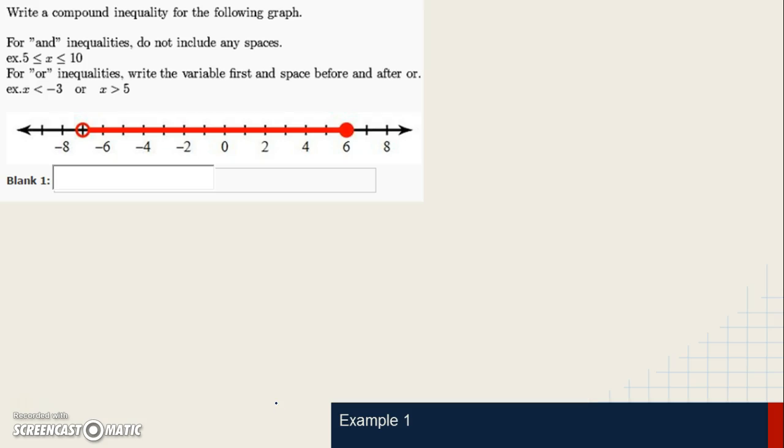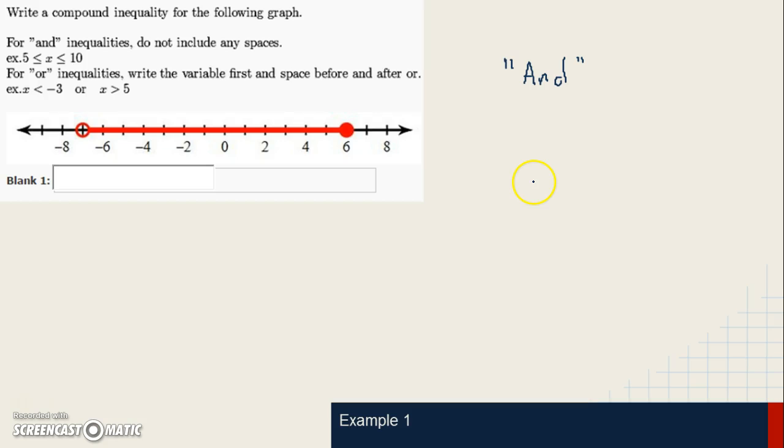In this video, if you look at example 1, we're given a number line with solution sets graphed in red, and we're going to create a compound inequality based on the solution set, or the values that are included in the solution. So if I look at the first example, I see that the solution set is a connected line. And since it's a connected line, I know that it is an AND compound inequality.